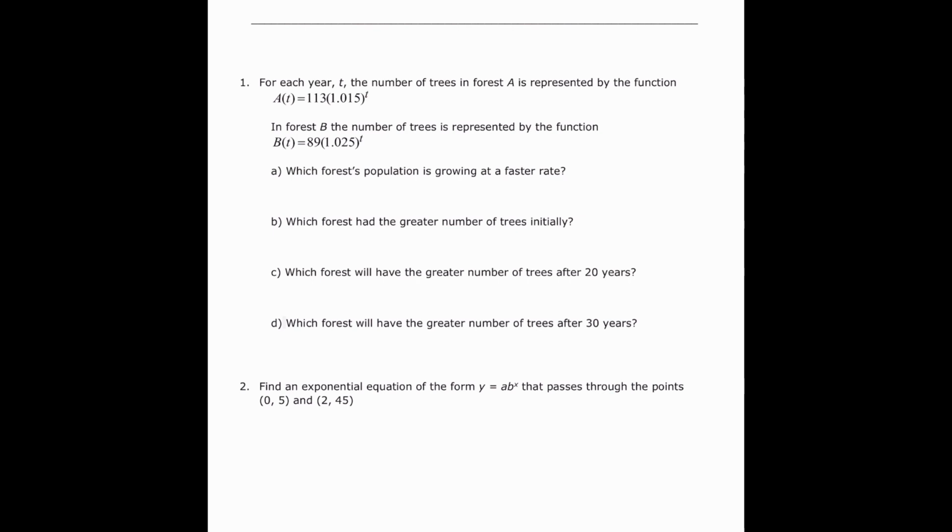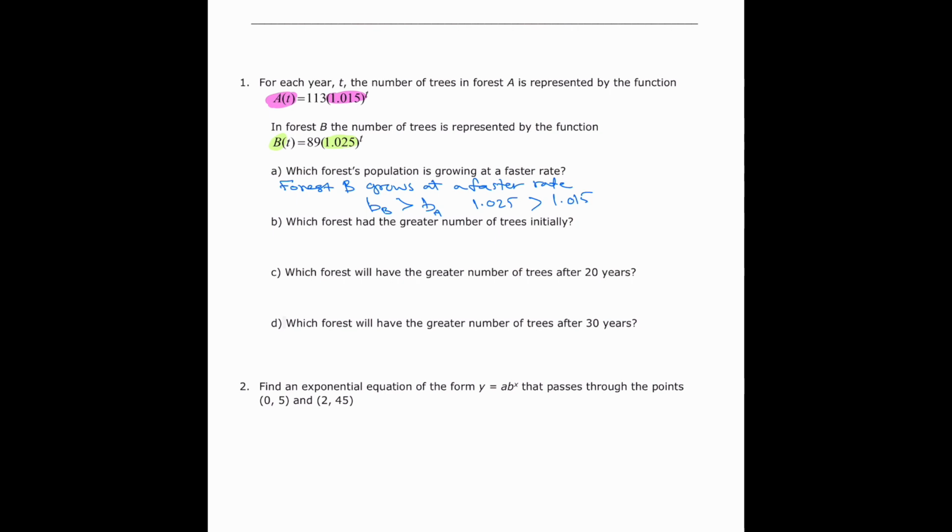So if you look at the base, you'll notice that the base for forest B is higher than the base for forest A, which means forest B grows at a faster rate, because the base of forest B is greater than the base for forest A. That is the same as 1.025 is greater than 1.015.